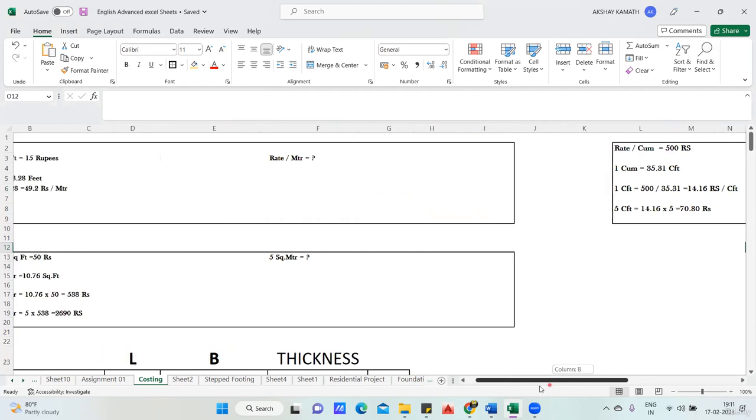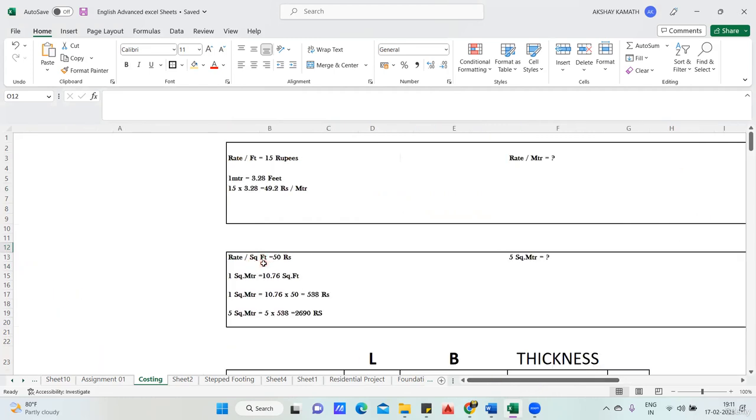Okay, good. Next, rate per square feet is 50 rupees. What will be the cost for 5 square meter? Again, he is asking from square feet to square meter. So we know square feet is smaller in comparison to the square meter. So we are going from smaller to bigger, so we need to multiply.